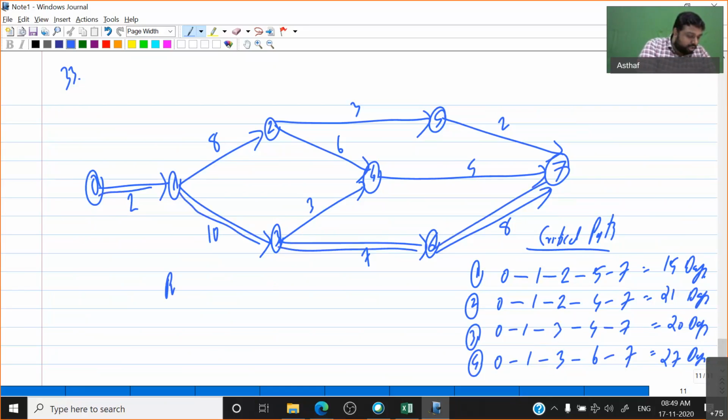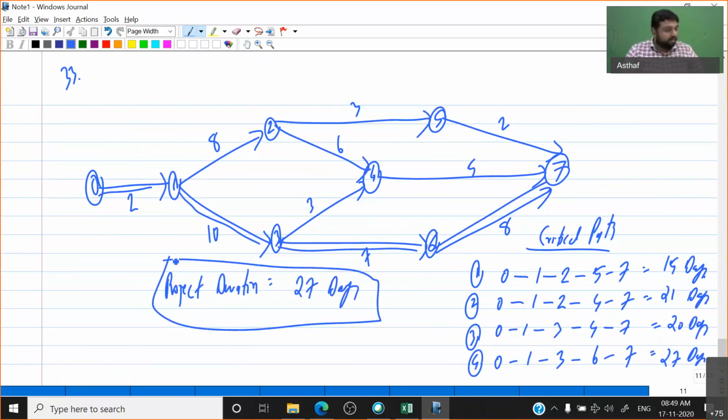So what is the project duration? 27 days. Project duration is 27 days. How interesting. So this is how we have to approach.